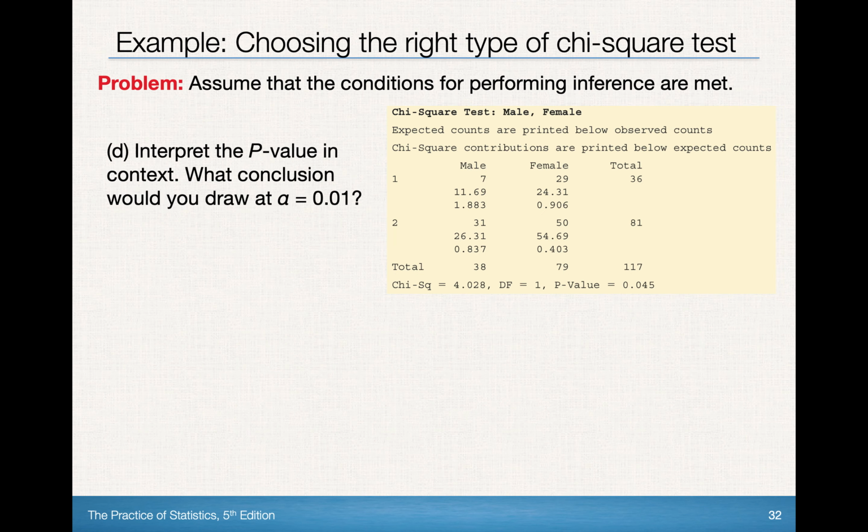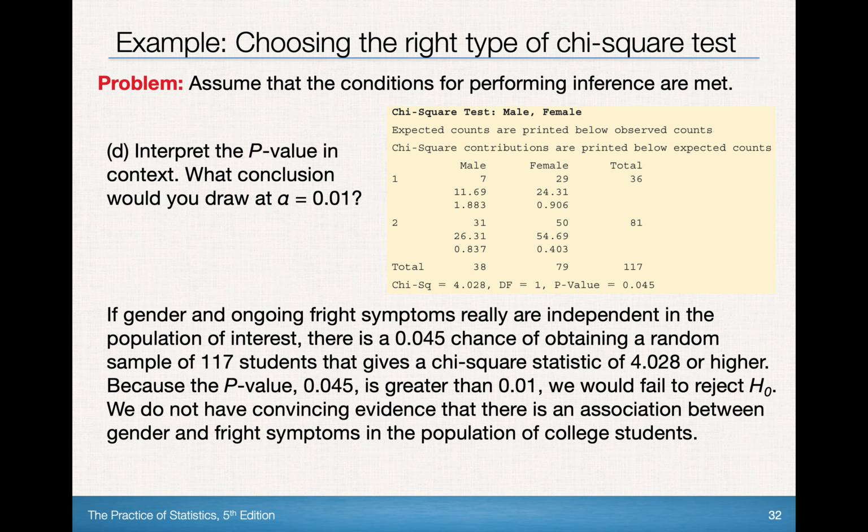Okay. And then, of course, our last thing, the p-value, 0.045. Now, they're going to give us an alpha of 0.01. That's important, because if they gave us an alpha of 0.05, we would have rejected. But because we have an alpha of 0.01, we are going to end up failing to reject. We do not have convincing evidence that there is an association between gender and fright symptoms in this population of college students.